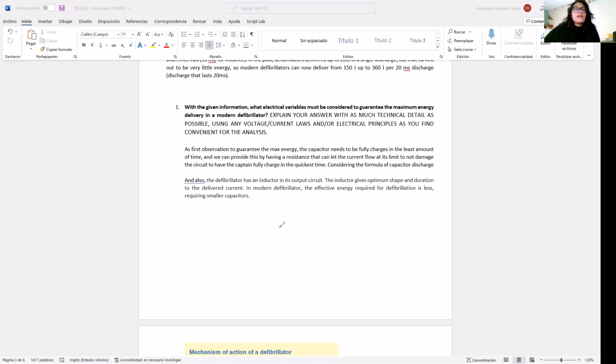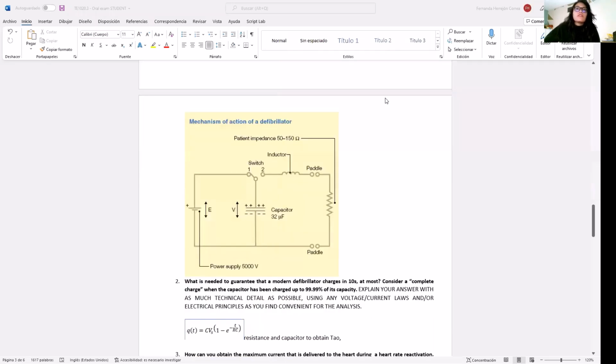Also, I investigated that the defibrillator has an inductor in the output circuit. So this inductor gives the optimum shape and duration of the delivered current. In the monophasic defibrillator that has a higher range, the effective energy required for the defibrillator is less with a smaller capacitor. So that's another opinion. And we have here a graph of the defibrillator, where we have a capacitor, and here we have a resistance in order to not damage this capacitor.